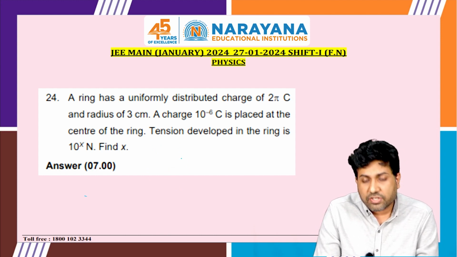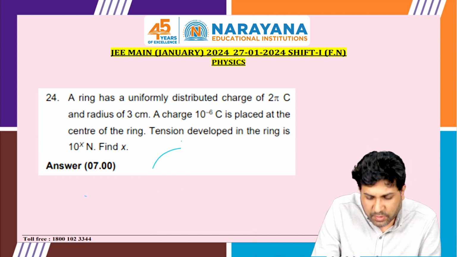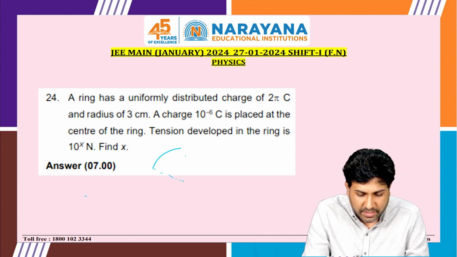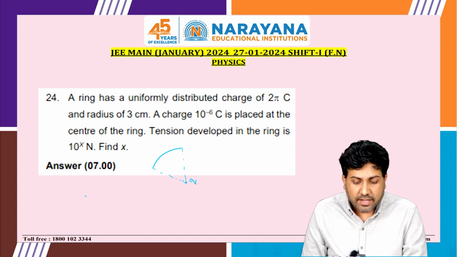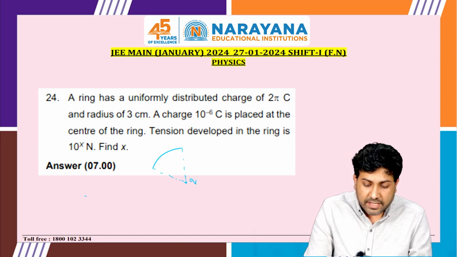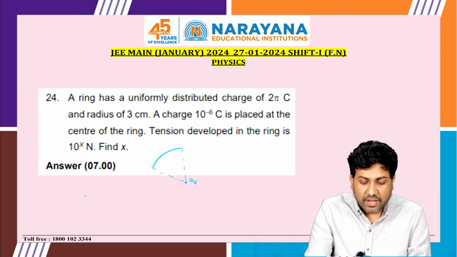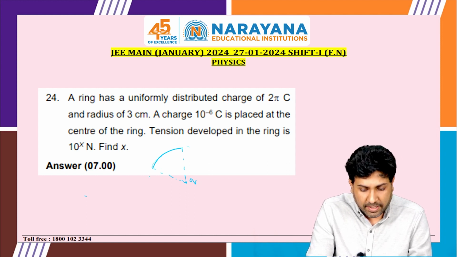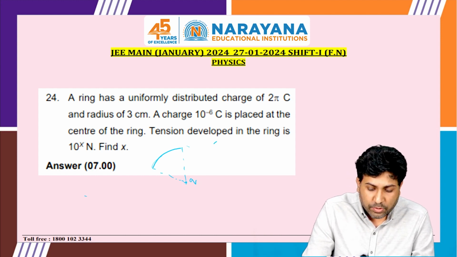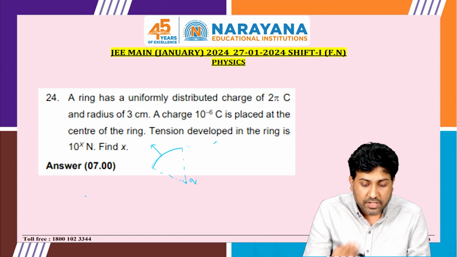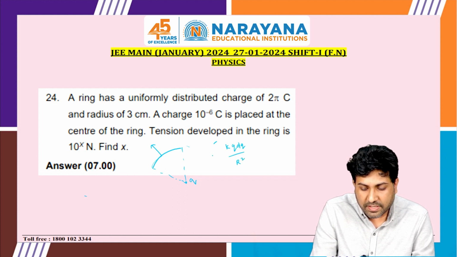Okay, to find the tension developed in the ring, we can take a small element of the ring. So I'm drawing it big, but actually it is a small element of the ring, and the charge is placed at the center. This ring element is experiencing a force due to this point charge q. Remember, it's a zoomed diagram that I have drawn. Actually it's a very small element that I have taken from the ring. Okay, so the force will be in the radial direction, and that will be equal to k q dq divided by r square. This is the force dF.